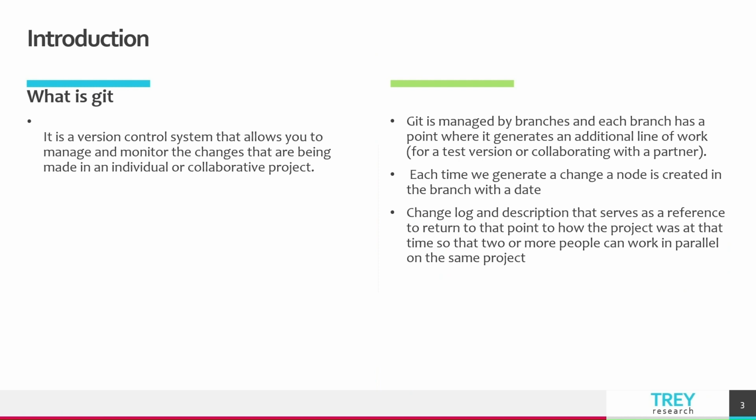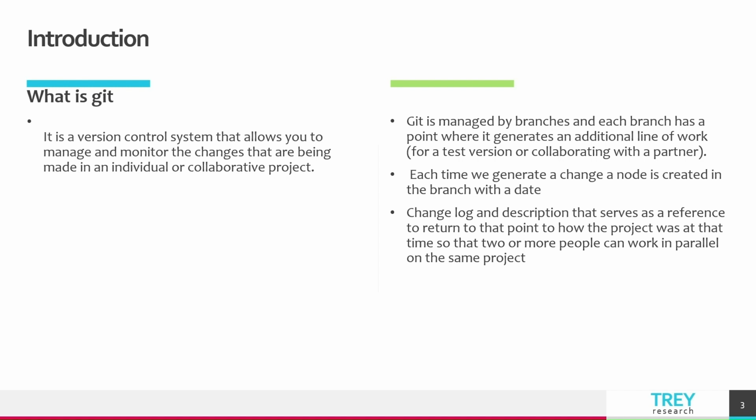Okay, let's begin. First of all, what is Git? Git is a version control system that allows you to manage and monitor the changes that are being made in an individual or collaborative project. Also, Git is managed by branches, and each branch has a point where it generates an additional line of work for a test version or to collaborate with a partner.